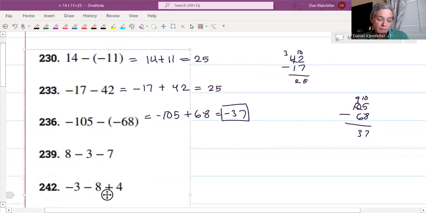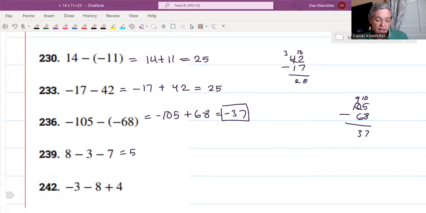Okay, three numbers this time, working from left to right. We have 8 minus 3 is 5. 5 minus 7, if you already know how to do that, great. If not, we'll make it 5 plus negative 7. That will give you negative 2.